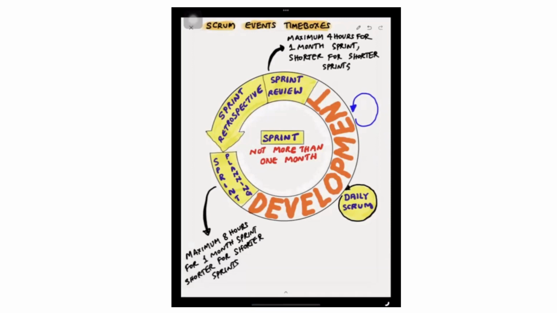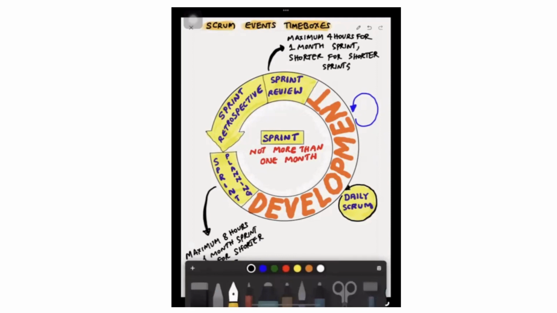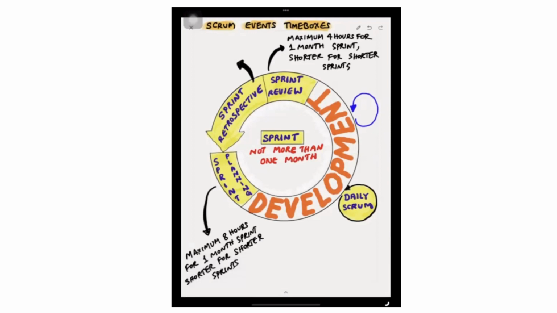Now coming to the retrospective. Retrospective time box according to Scrum is maximum 3 hours for 1 month sprint. Shorter for shorter sprints, which means less than 3 hours for less than 1 month sprints.